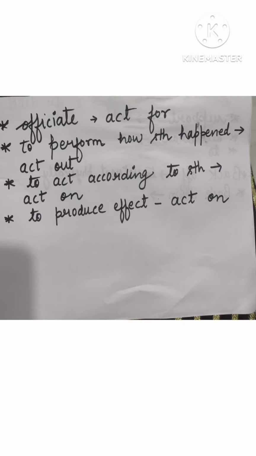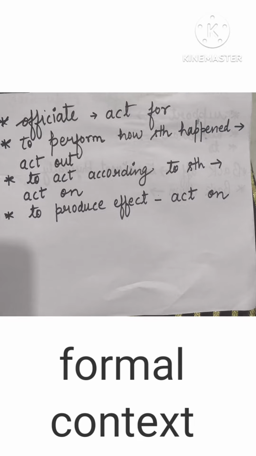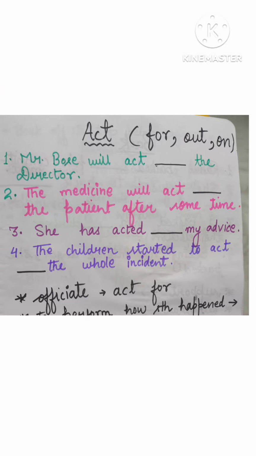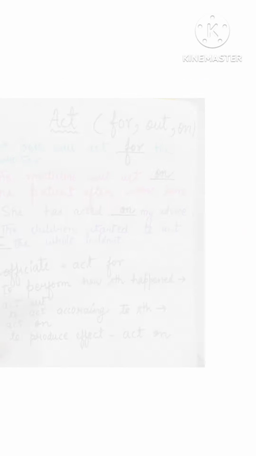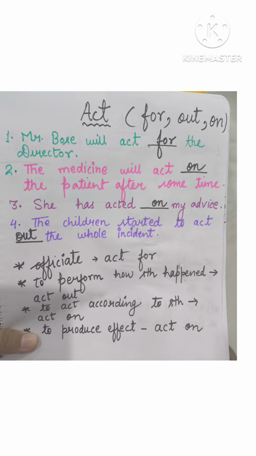Let's understand. The first phrasal verb here is act for, which means to officiate. This phrasal verb will always be used in formal context. When somebody represents some post or when somebody deals with some affairs for someone, there we use act for. Now you tell yourself in 4 sentences which particular sentence suggests officiate meaning. The answer is sentence number 1. Mr. Bose will act for the director. That means he will take the charge of this post.